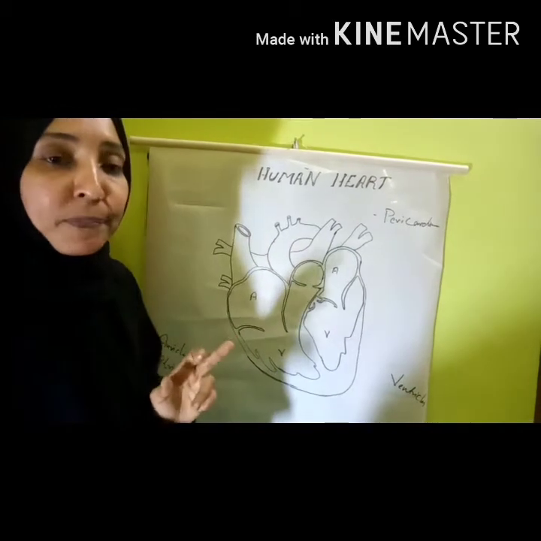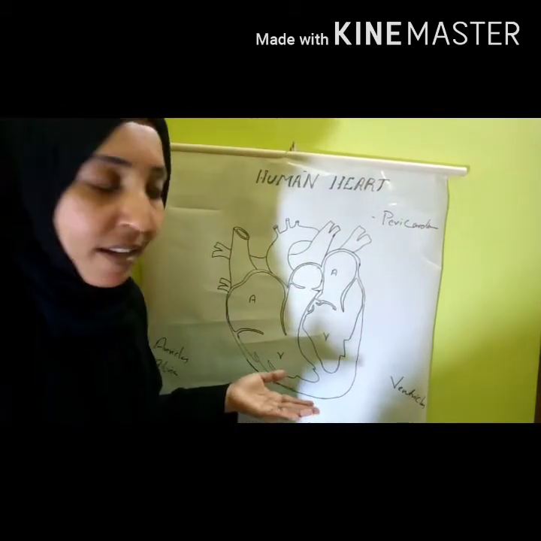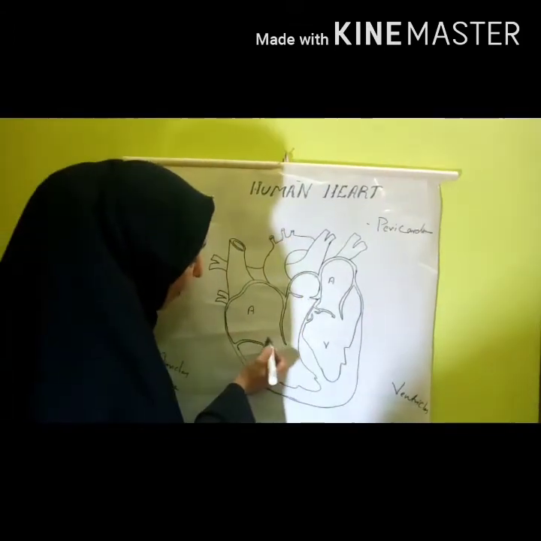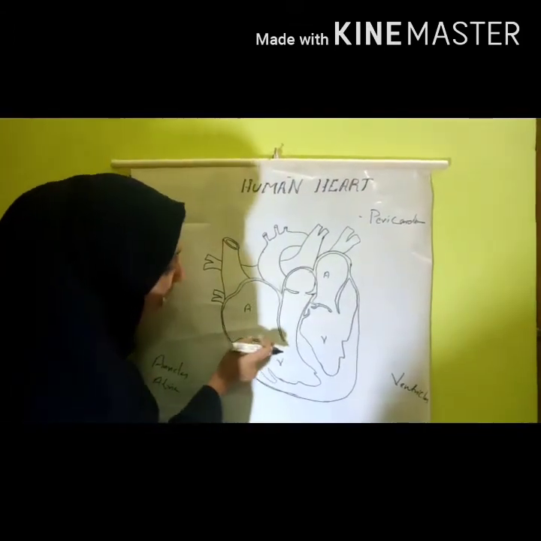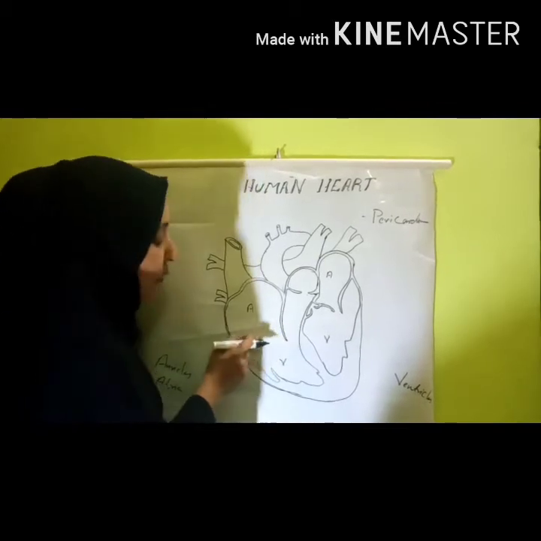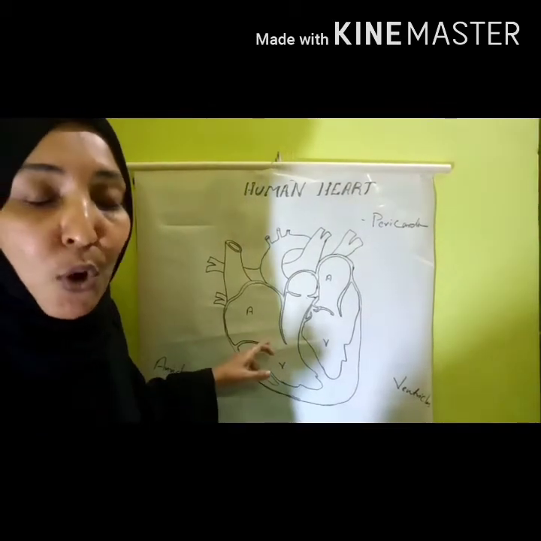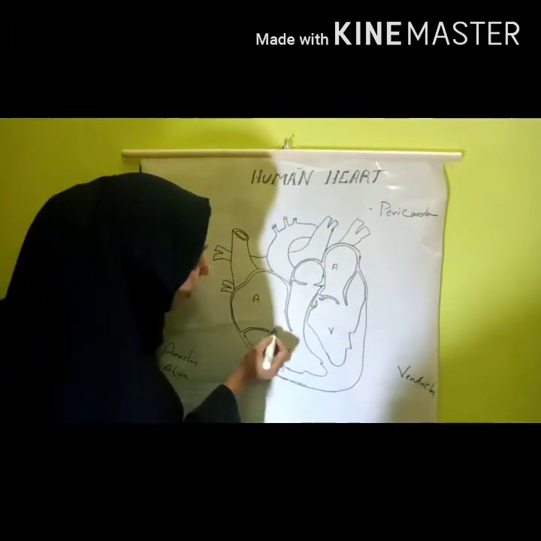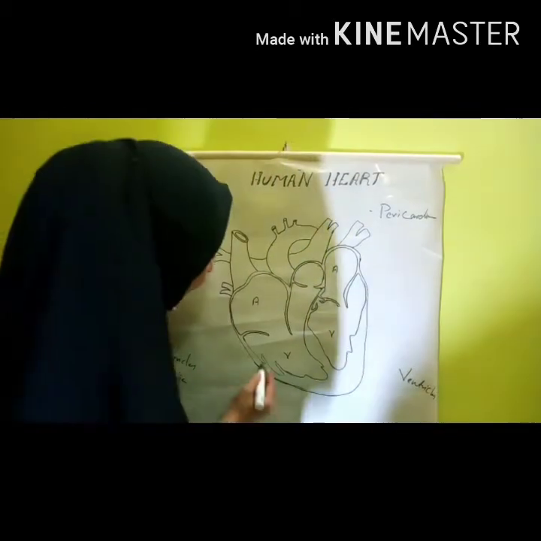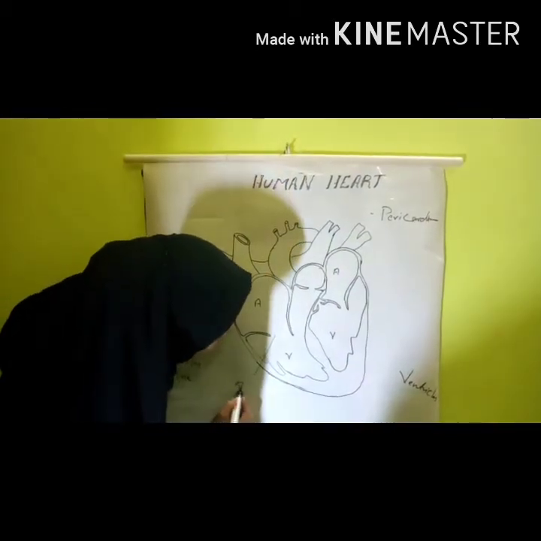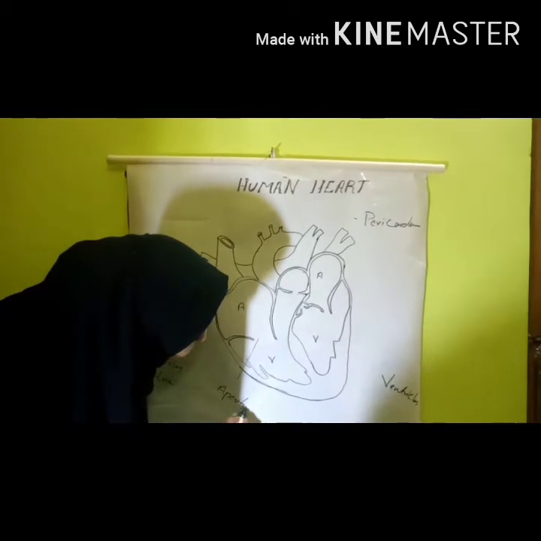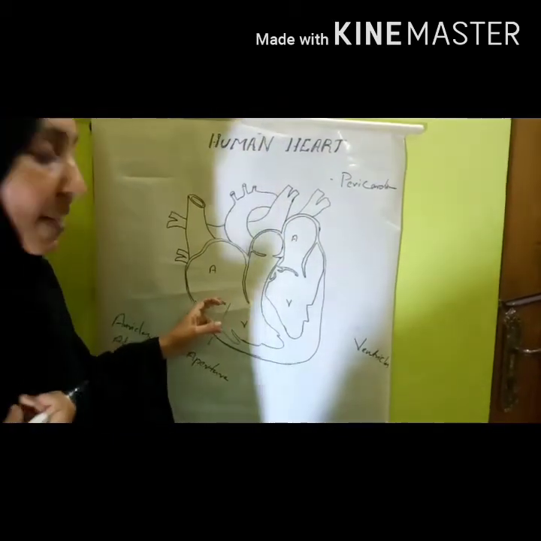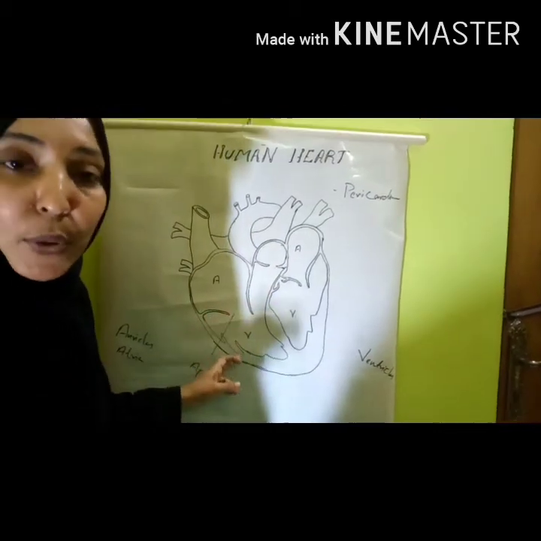Then we want to study how these chambers are separated. The auricle and ventricle are separated by a septum. Here we can see there is a partition wall, but one opening is also there. This partition wall is called the interauriculo-ventricular septum. This opening is the aperture, the auriculo-ventricular aperture. This is on the right side, known as the right auriculo-ventricular aperture.